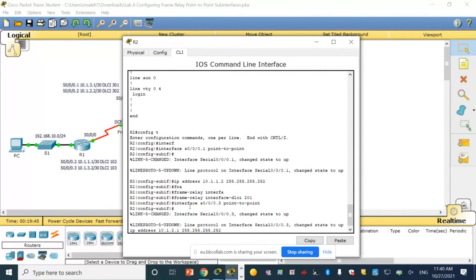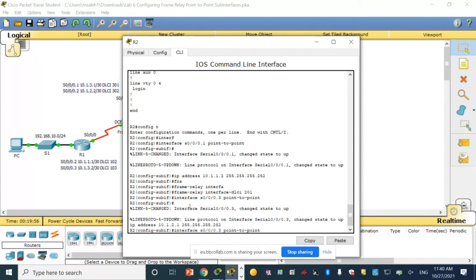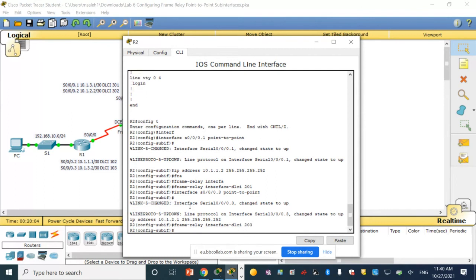255.255.255.252. Okay. And then we will set up the DLCI number. This time, what is our DLCI? 203, excellent, because it's linking to router 3.